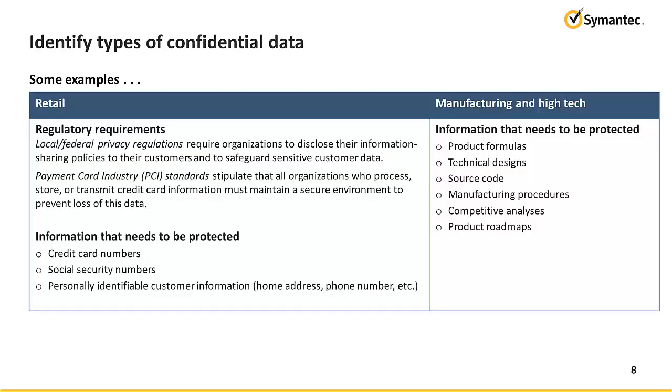To illustrate the types of confidential data that might exist in an organization, here are some examples from two different industries. In the retail world, there are two important regulations that retail companies must comply with. First, local and federal privacy regulations. These types of regulations require organizations to disclose their information sharing policies to their customers and to safeguard sensitive customer data. Secondly, payment card industry, or PCI standards, stipulate that all organizations who process, store, or transmit credit card information must maintain a secure environment to prevent this information from falling into the wrong hands.